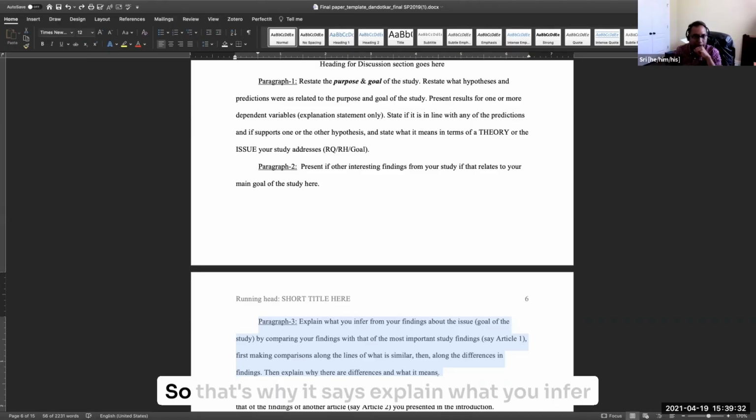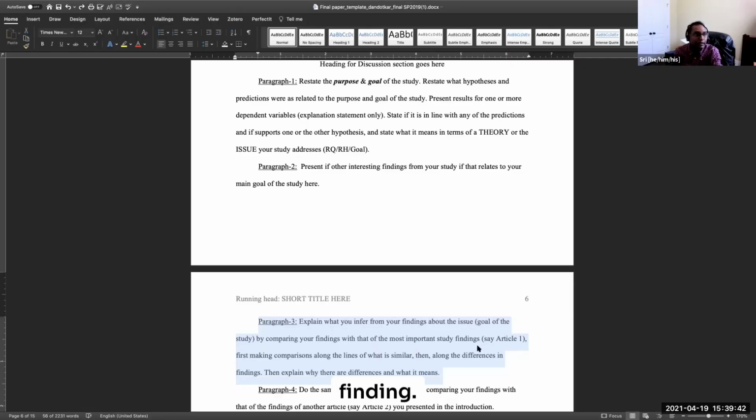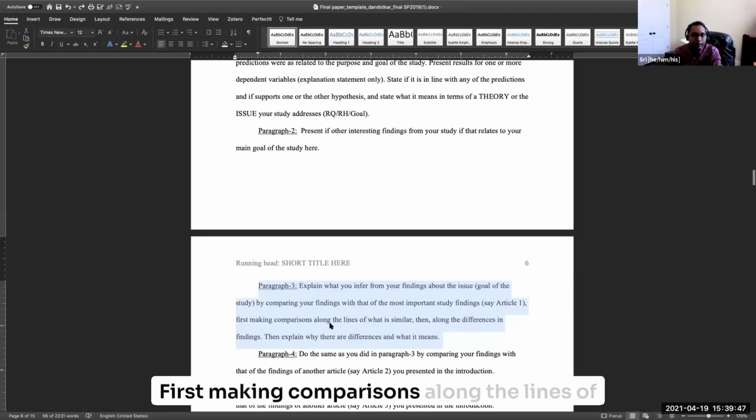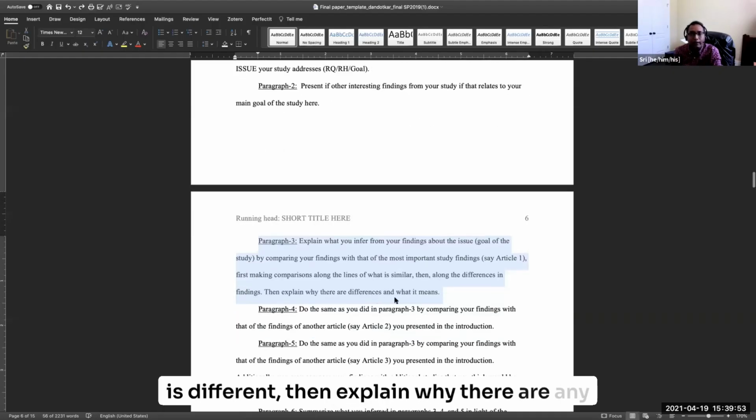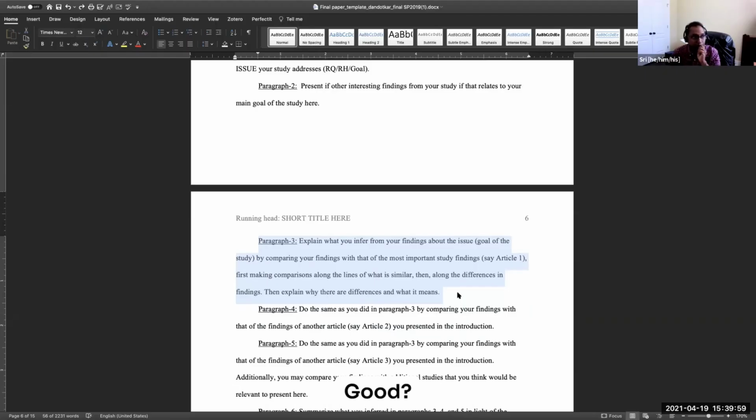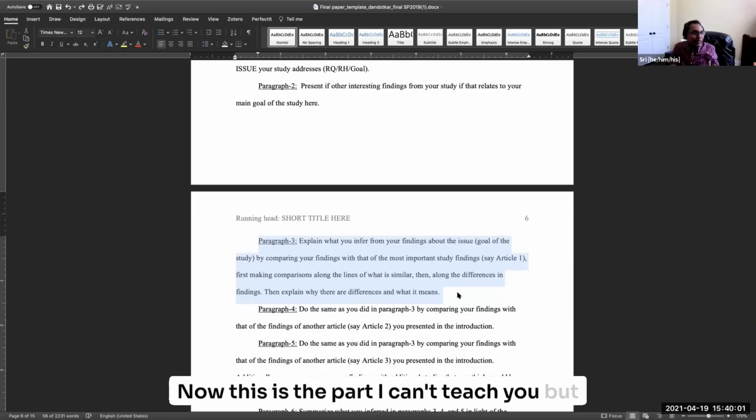you have reported in your literature review. Does it make sense? So that's why it says explain what you infer from your findings about this issue of your research question by comparing your findings with that of the most important study finding, let's say Article 1. First, making comparisons along the lines of what is similar, then along the lines of what is different. Then explain why there are any differences and what it means. Good?